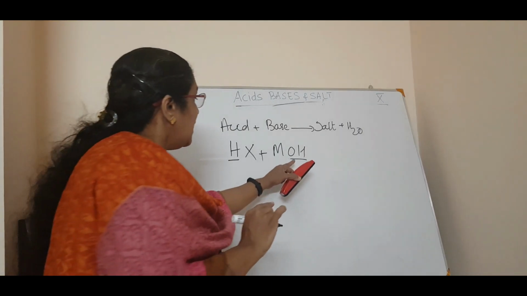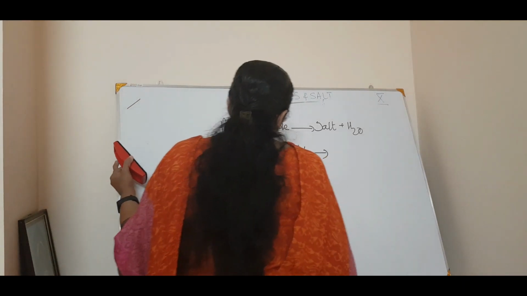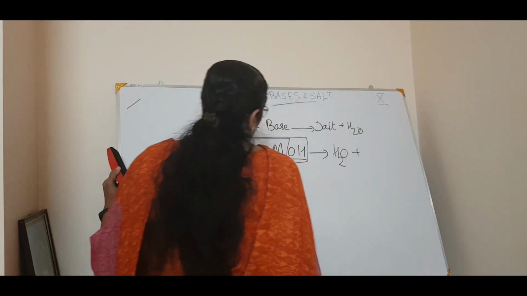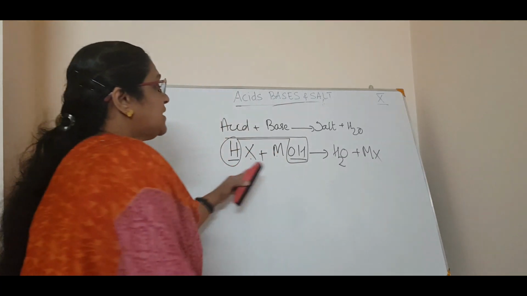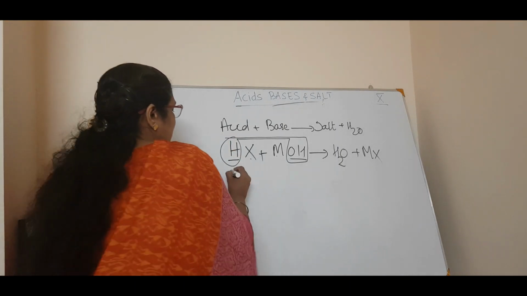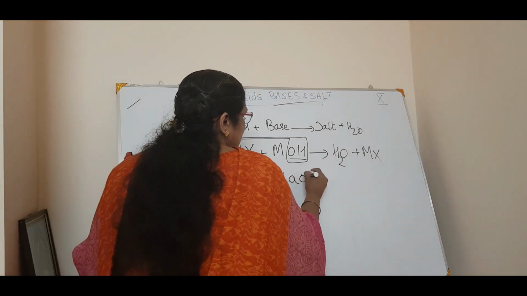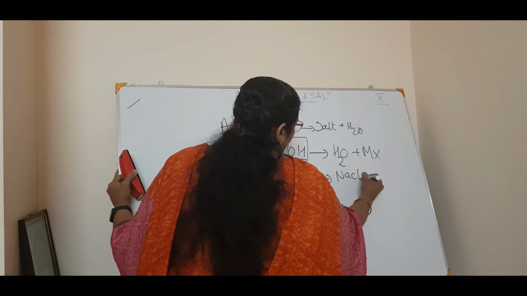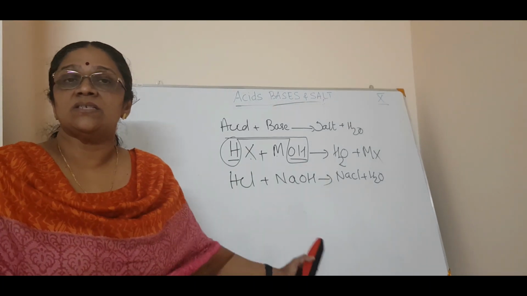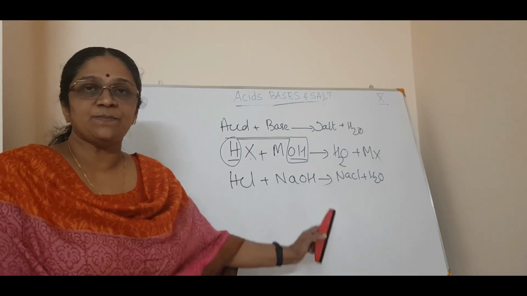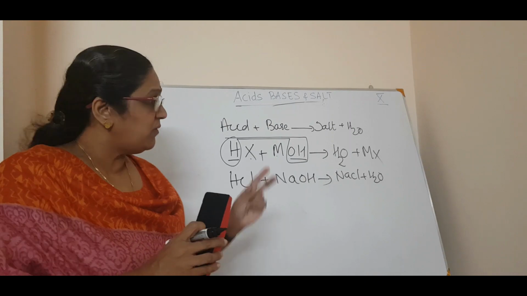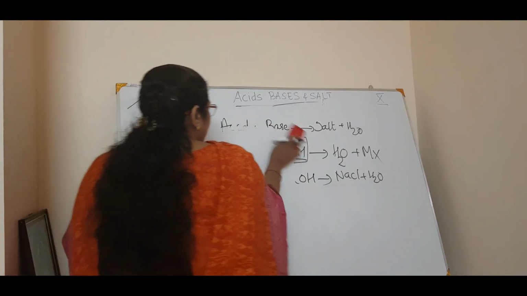Now, HX plus MOH will give you, this H and this OH will give you H2O plus MX, that is the salt. So this is the generalized equation for the neutralization reaction. If you want an example, HCl plus NaOH gives NaCl plus H2O. A simple example: for the neutralization reaction, an acid plus base gives salt plus water.